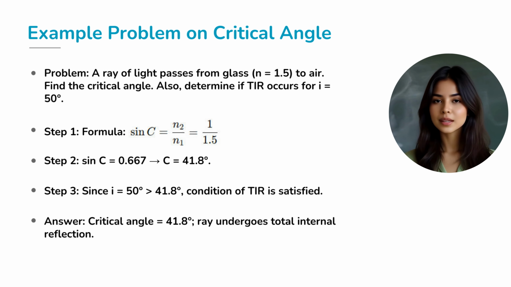Now let's check. If the angle of incidence is 50 degrees, is total internal reflection possible? Since 50 is greater than 41.8, the answer is yes. The ray will undergo total internal reflection. This step-by-step approach shows how the formula directly connects theory with actual behavior of light.